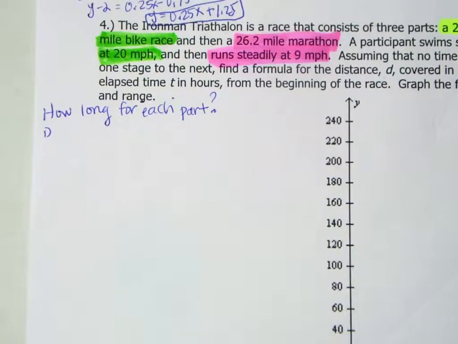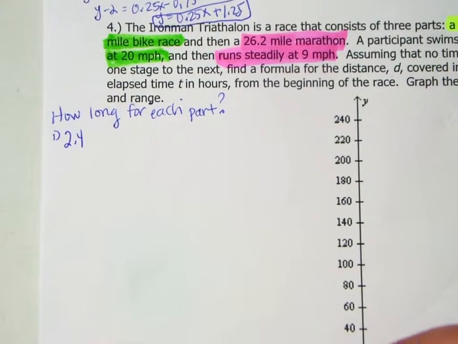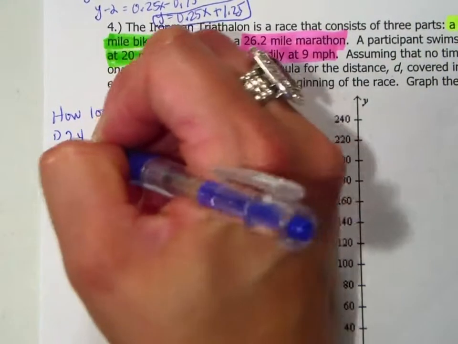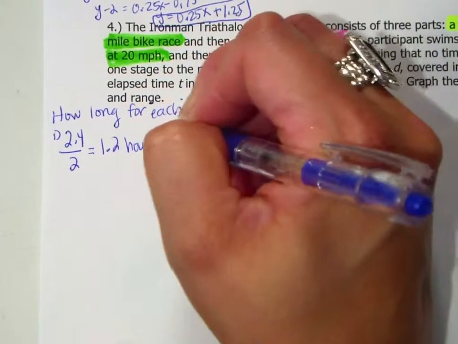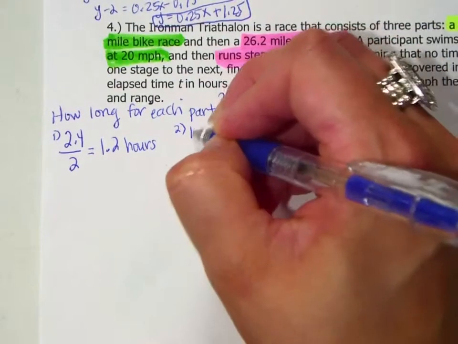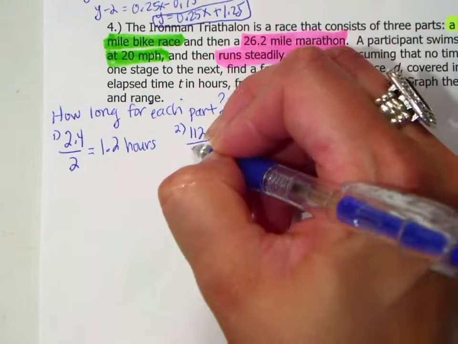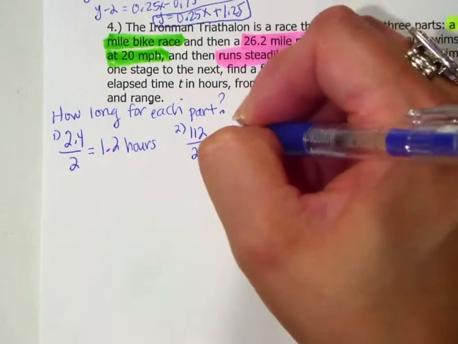Laura? Not a proportion. Jonathan? Just divide 2.4 by 2. Yeah. Okay. So the swim is 2.4 miles. If she went 2 miles per hour, that means it took her 1.2 hours. And then we can do a similar thing for the biking and the running. So for the bike, it's 112 miles at 20 miles per hour. 5.6, thank you.